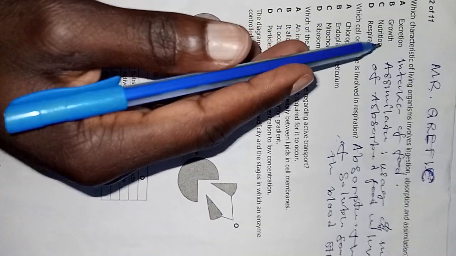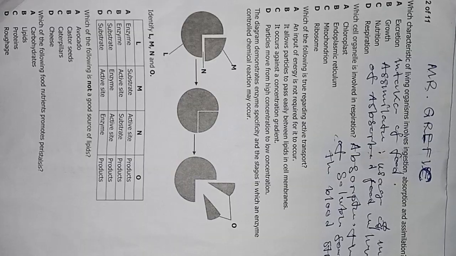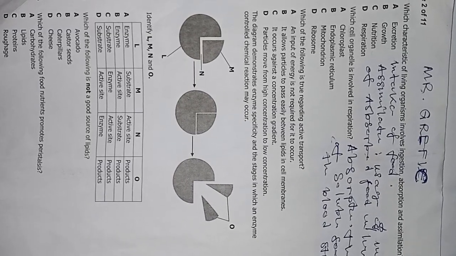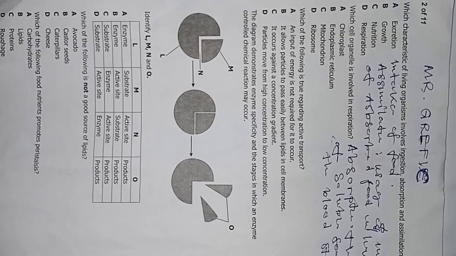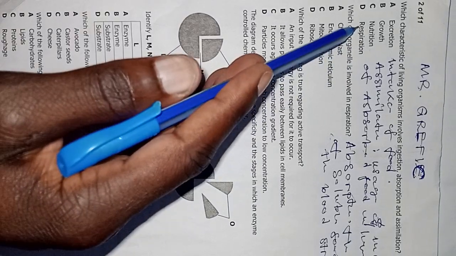Whilst growth is defined to be the permanent increase in size, mass, number of cells, and the characteristics of living organisms. Or we can also say it is the permanent increase in size, mass, number of cells, and the complexity of living organisms. That is growth. Then respiration is the release of energy.